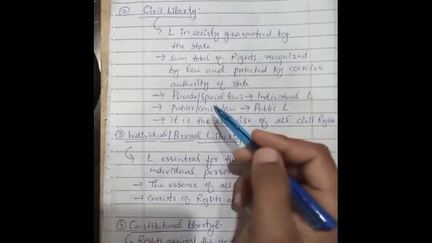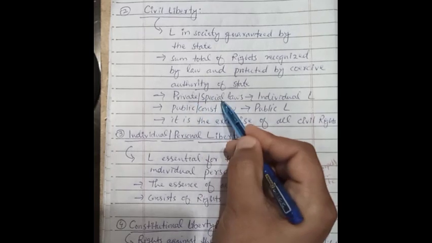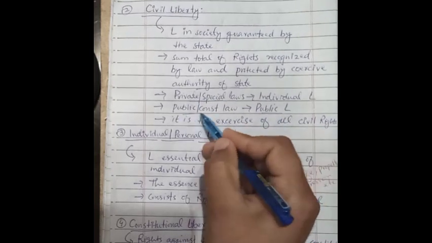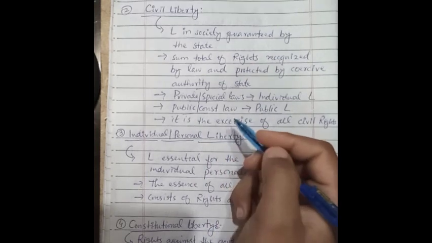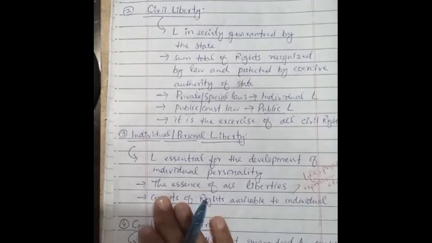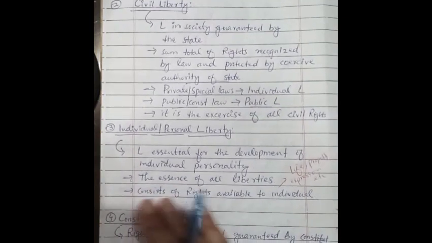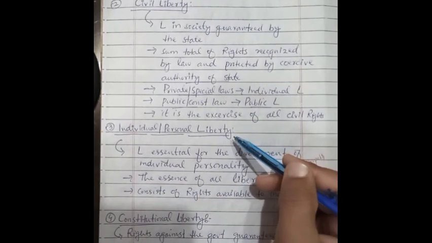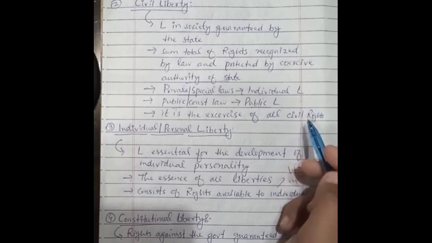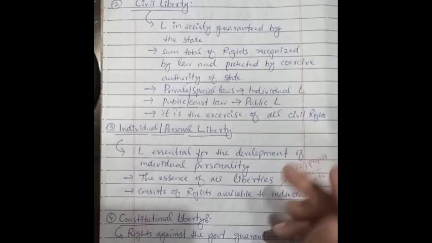So for individual liberty there are private or special laws, and for the protection of public liberty there are public or constitutional laws, and civil liberty in other words is the exercise of all civil rights. And the civil rights include right to life, right to move from one place to another, and various other rights.